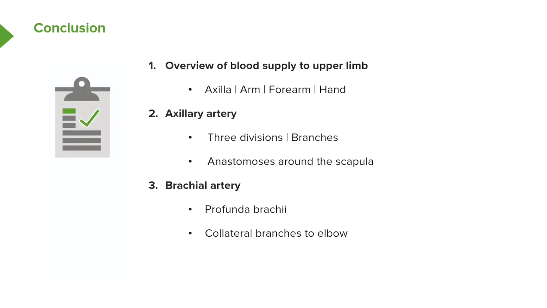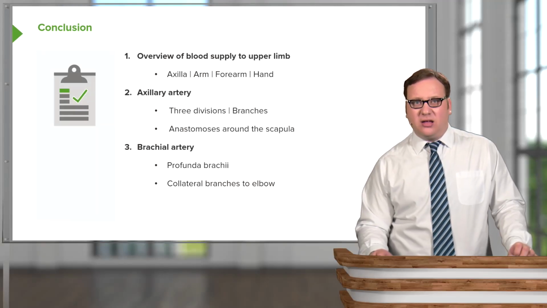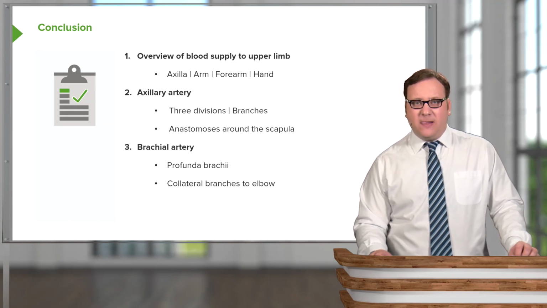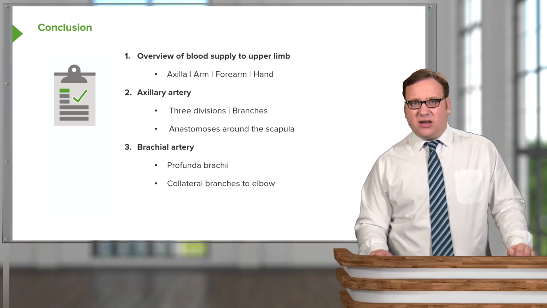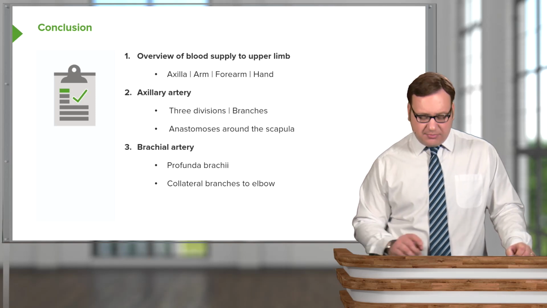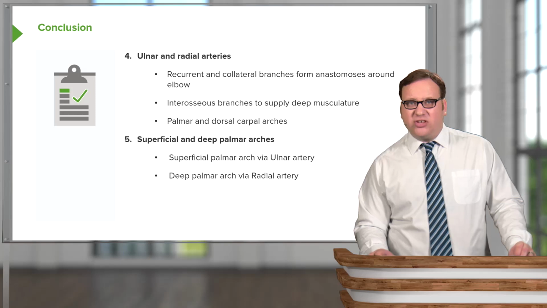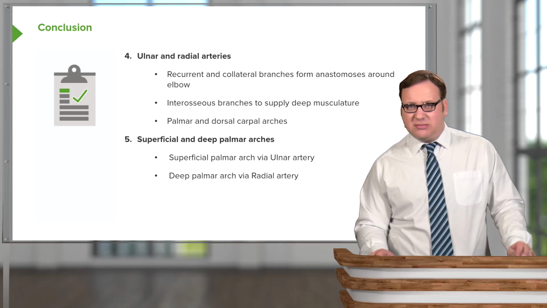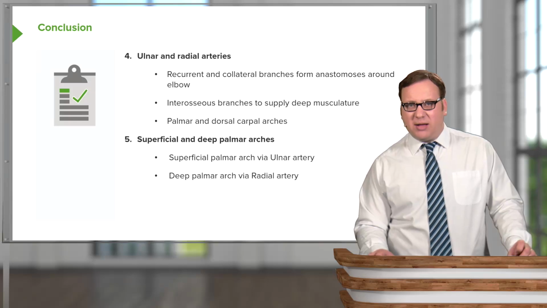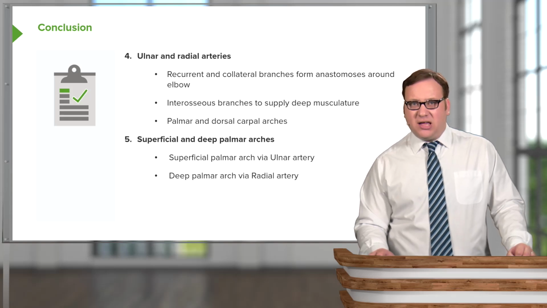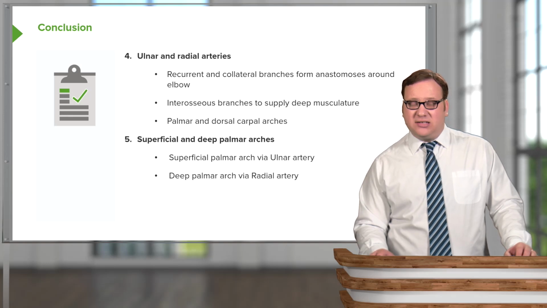So in this lecture, we've reviewed the blood supply to the upper limb, looking at the blood supply to the axilla, the arm, the forearm, and the hand. We looked at the axillary artery, its 3 divisions and branches, and anastomoses around the scapula. We then looked at the branches coming from the brachial artery, specifically the profunda brachii, and some collateral branches that supplied the elbow. We then looked at the ulnar and radial arteries, the recurrent and collateral branches forming anastomoses around the elbow. We looked at the blood supply to the deep musculature via interosseous branches, and then the 2 carpal arches, very briefly, the palmar and dorsal, coming from the radial and ulnar arteries. We finished by looking at the superficial and the deep palmar arches. These are supplied by the ulnar and the radial arteries to supply the digits of the hand.